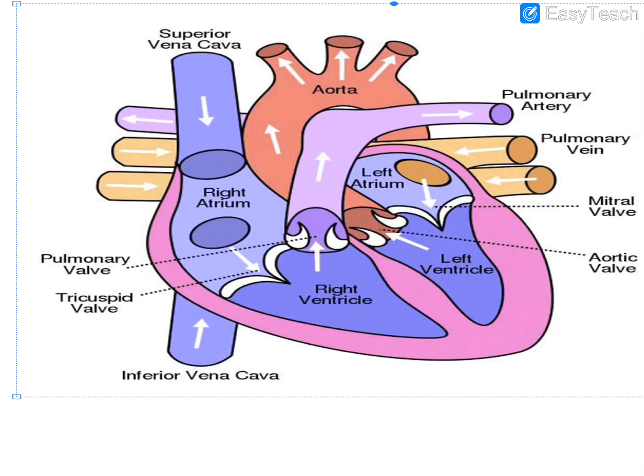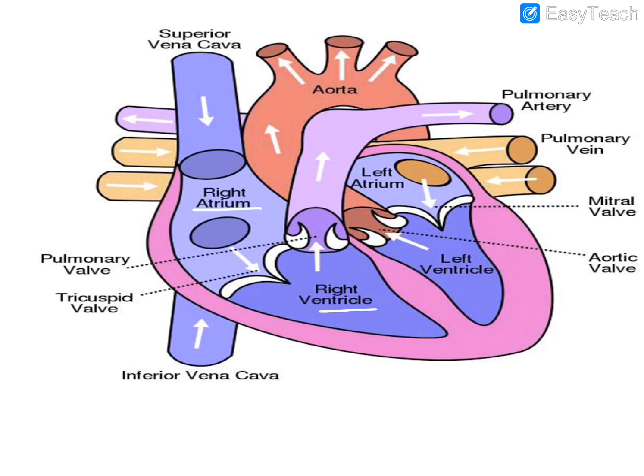Today we will talk about the internal structure of the heart. You can see very clearly in this diagram what is present internal to the heart, what chambers are present internal to the heart. There are 4 chambers in the heart. As you can see, their names are also given: right atrium, right ventricle, left atrium, left ventricle.